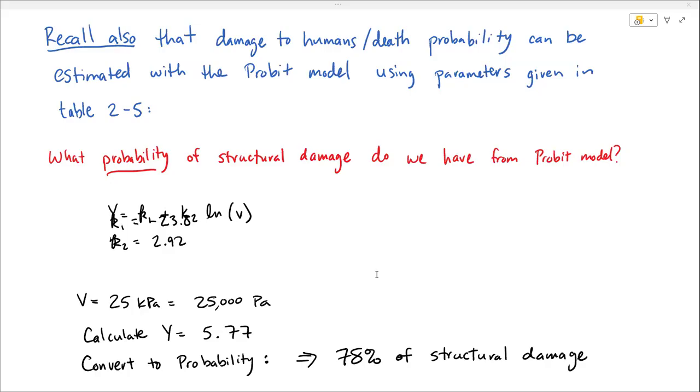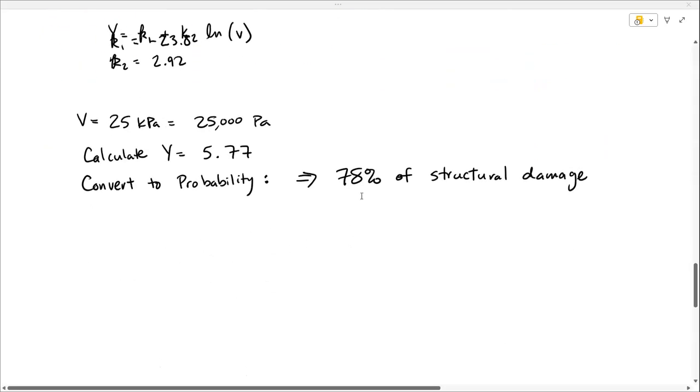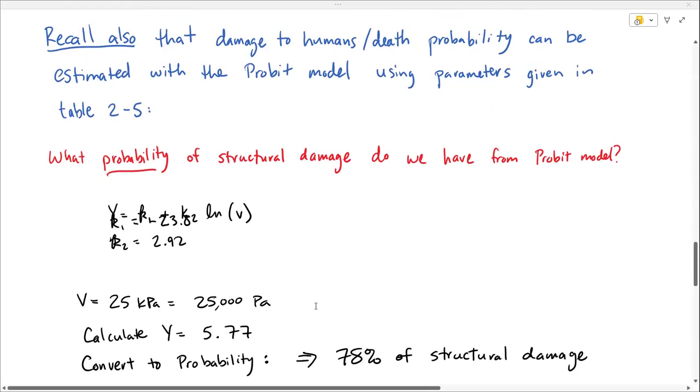And then one more brief mention. Remember, way back in chapter 2, we discussed the probit model, the probability unit model. There was a part on that table for explosions. So you could estimate the probability of structural damage from the probit model. So I've done that example calculation, but I won't go through it here in the interest of time. But if you are interested, you can go through and verify that I conclude 78% of structural damage by the probit model.